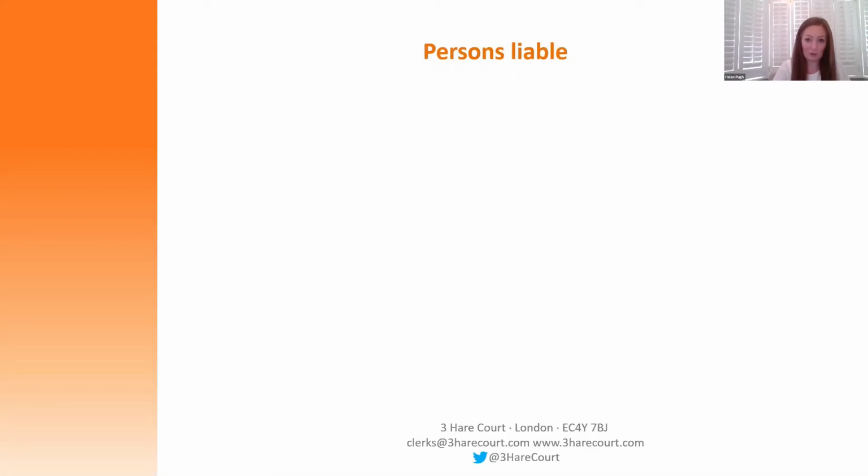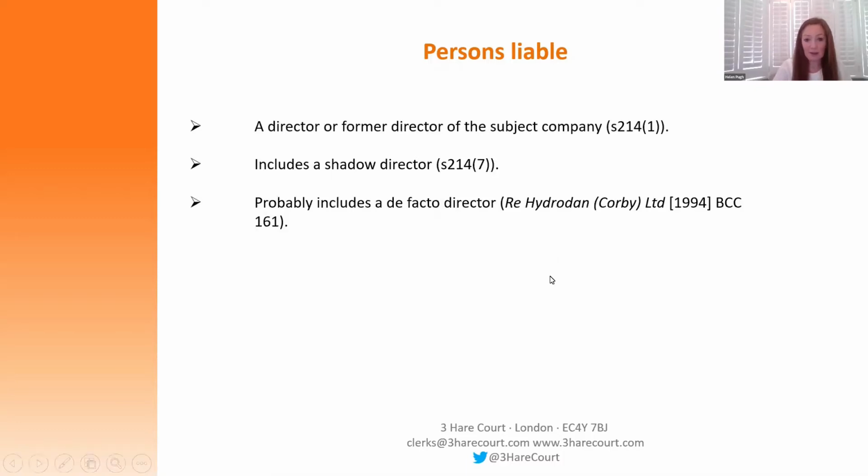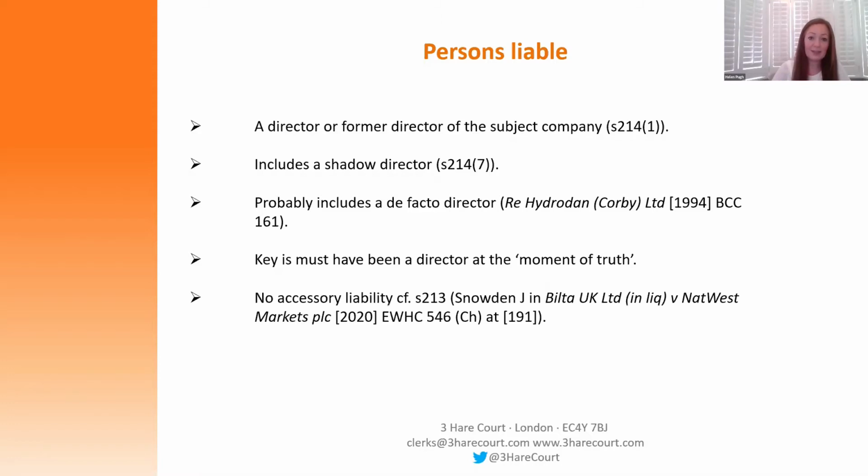Who can be liable for wrongful trading? Well, unsurprisingly, the answer is directors or a former director of the subject company. It includes a shadow director, and it probably includes a de facto director, although that is based on case law rather than the statutory provisions themselves. The key is that the director must have been a director in whatever definition we're using at the moment of truth, so at the relevant time. There is no accessory liability for wrongful trading, and that differs from the fraudulent trading provisions in section 213.